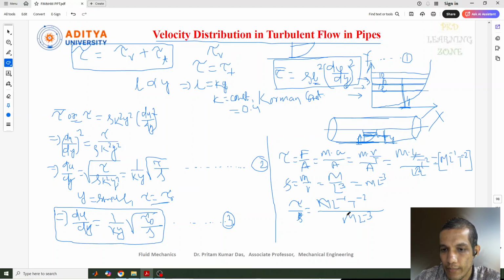Now m will be cancelled, and with L to the power 3 there, it is L to the power 2, and t to the power minus 2. I'll take this one up and this one down. So now we get L square by t square. The minus part I'll take to the denominator. So this is the value we got from here. Now just put this value in this equation. That's it. We'll go to the next page.